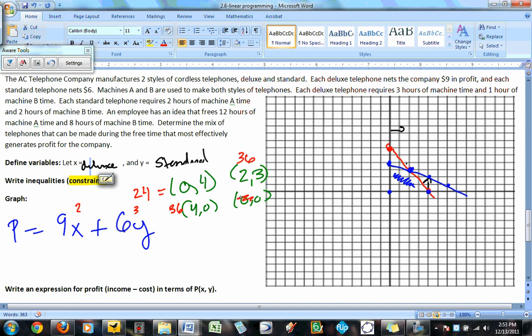So looks like our company actually has options. We can either make 4 deluxe telephones and no standard phones, or we can make 2 deluxe phones and 3 standard phones. So we have options. We can have 2 and 3, or we can have 4 and 0 to maximize our profits.